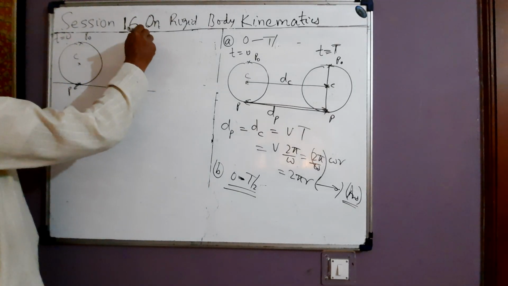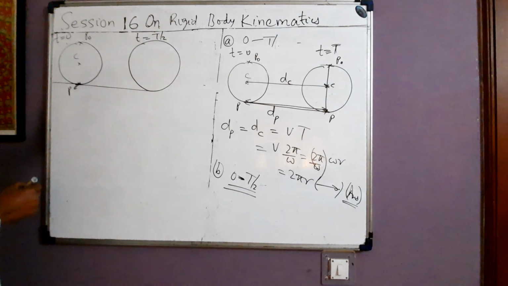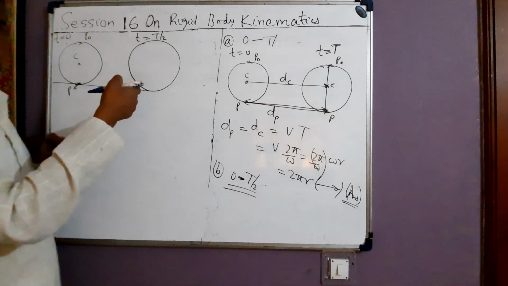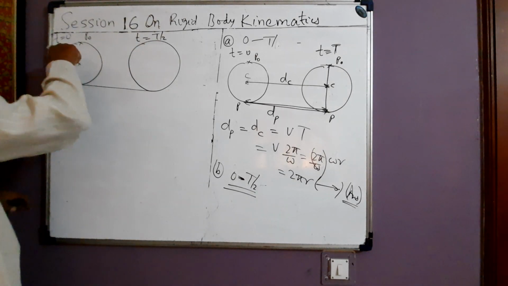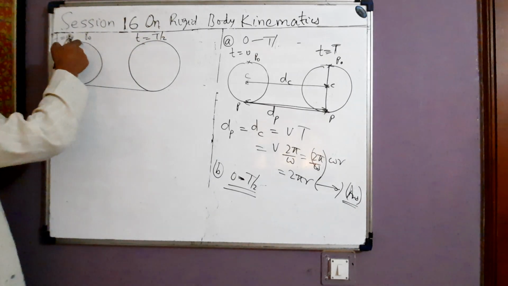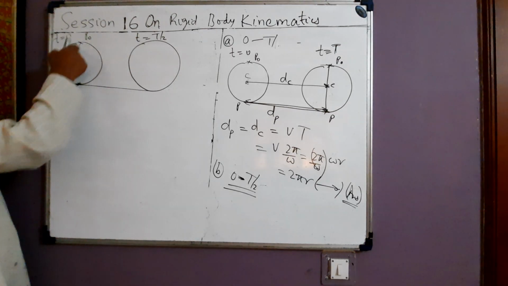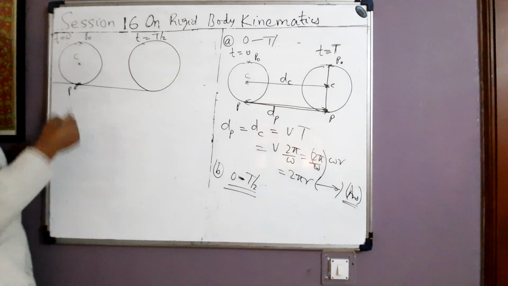So capital T by 2. The diagram will be something like this. Now, as I said just now, in 0 to T by 2, the drum will turn through an angle of 180 degrees, that is pi radians. So line P naught CP will also turn through an angle of 180 degrees. So at T by 2, P naught CP will be inverted with respect to itself.